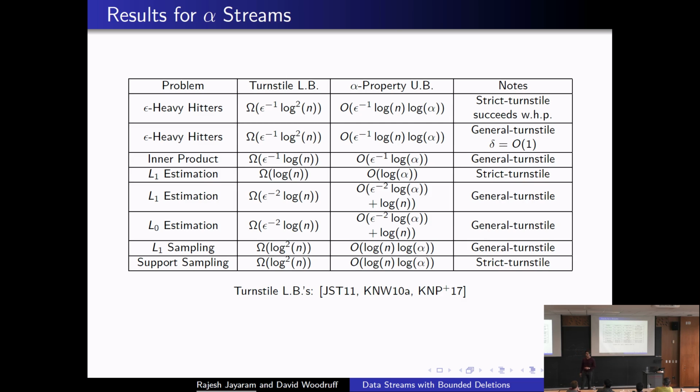If you do that for inner products as well, we remove the log n factor and replace it with a log alpha factor. And for L1 estimation, L0 estimation, and sampling problems as well, we also get improvements of log n to log alpha. And for all these upper bounds that we have, we also have matching lower bounds, up to log 1 over epsilon terms, for the alpha property for any alpha from constant to poly n. So yeah, these are the results.